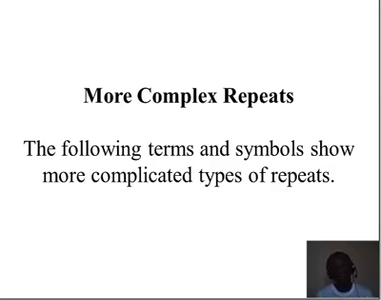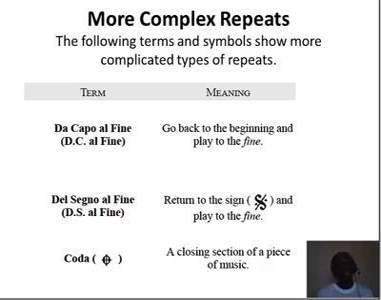Let's talk about more complex repeats. The following terms and symbols show more complicated types of repeats. As you can see on the slide, we have some other repeat signs that are different from the ones we have been explaining before. The term da capo al fine, shortened as DC, means that you go back to the beginning and play to the fine, to the end. Remember, we said fine means the end of a piece of music.